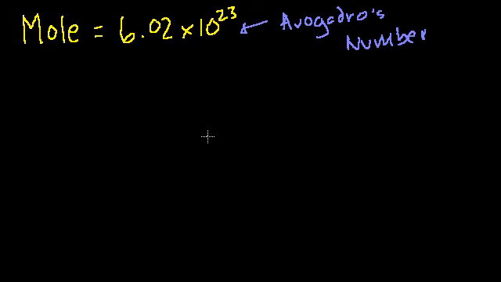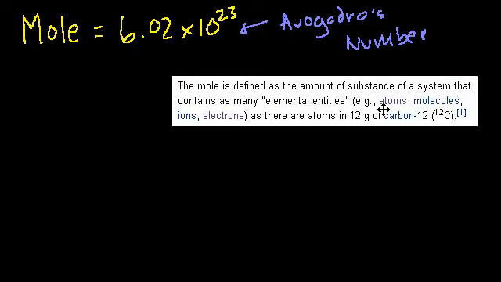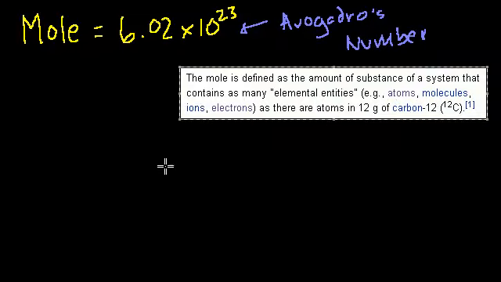There are kind of more Byzantine definitions of a mole. Let me copy and paste it from Wikipedia. This is Wikipedia's definition of a mole. And hopefully at the end of this video, you'll see that they're equivalent. But if you're just getting exposed to the concept, it's just not an easy concept. They say a mole is defined as the amount of substance of a system that contains as many elemental entities as there are atoms in 12 grams of carbon-12.